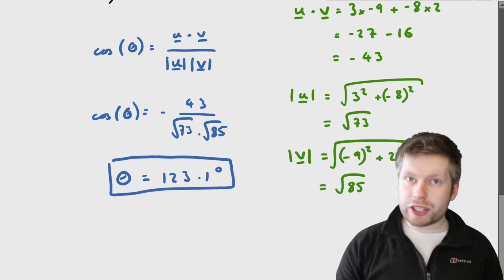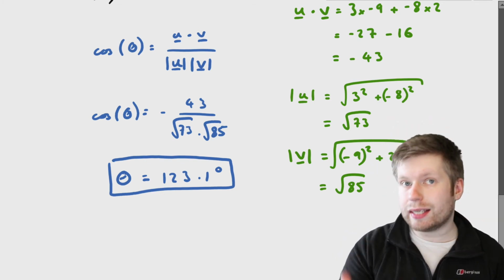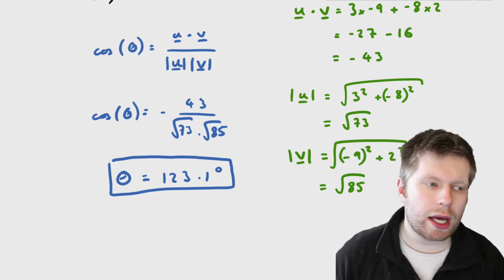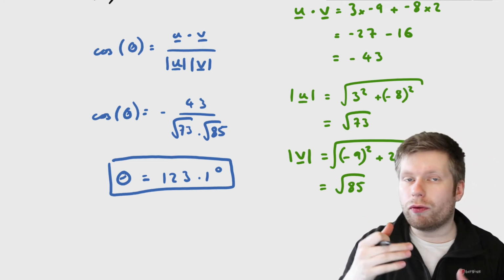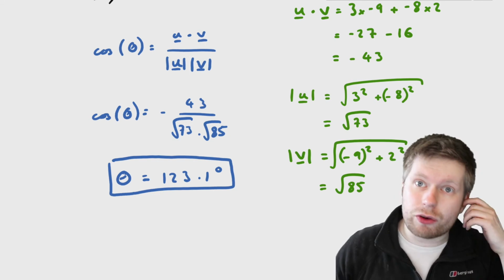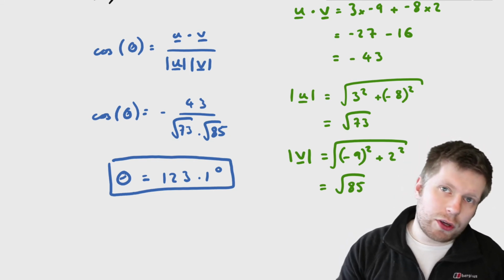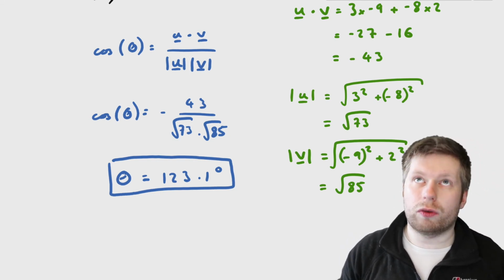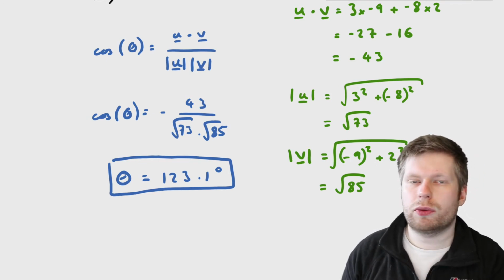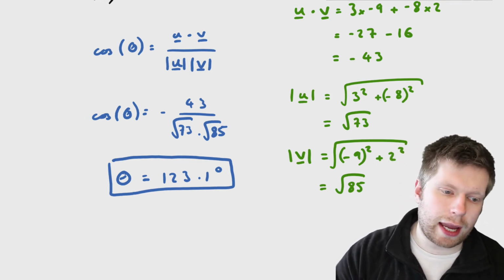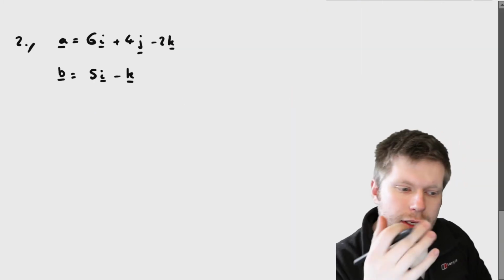If it comes out as positive, you're expecting an angle between 0 and 90 degrees, in other words, acute. If it comes out as 0, you're expecting an angle of 90 degrees. They're perpendicular to each other. And if cosine of theta is negative, then you're expecting an obtuse angle, in other words, an angle between 90 and 180 degrees. Okay. So let's have a look at the next question then.